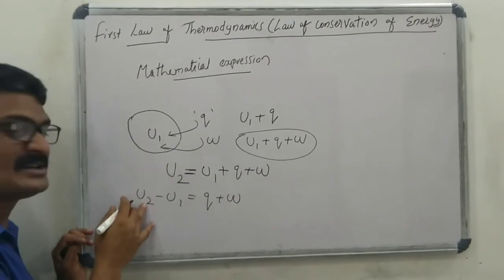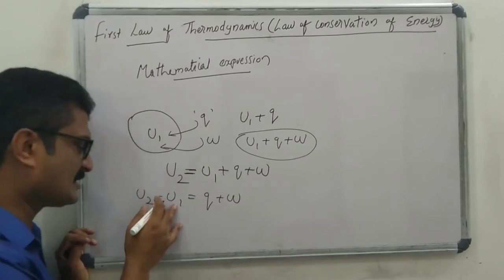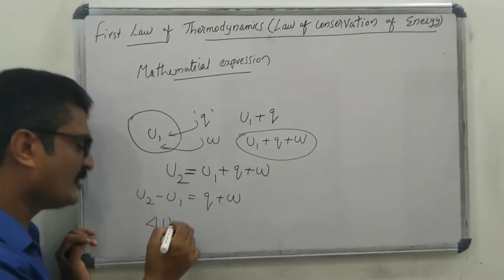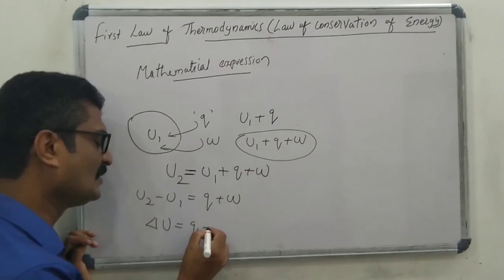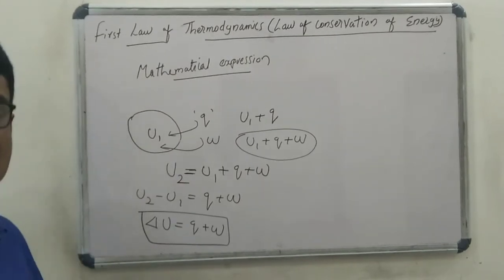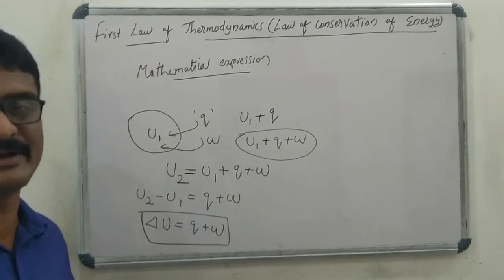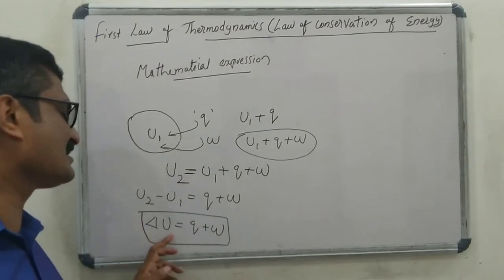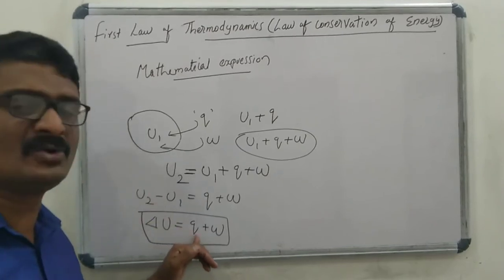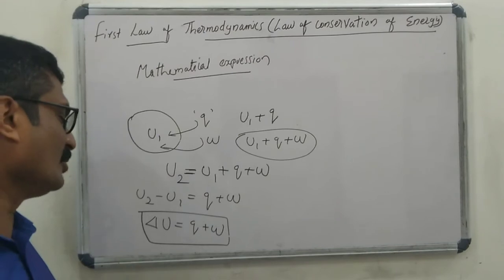Okay, U2 means what? Internal energy in the final state, and U1 represents internal energy in the initial state. U2 minus U1 represents internal energy change, that is delta U. Delta U is equal to Q plus W. This is the mathematical expression for first law of thermodynamics. According to first law of thermodynamics, internal energy change is equal to Q plus W.